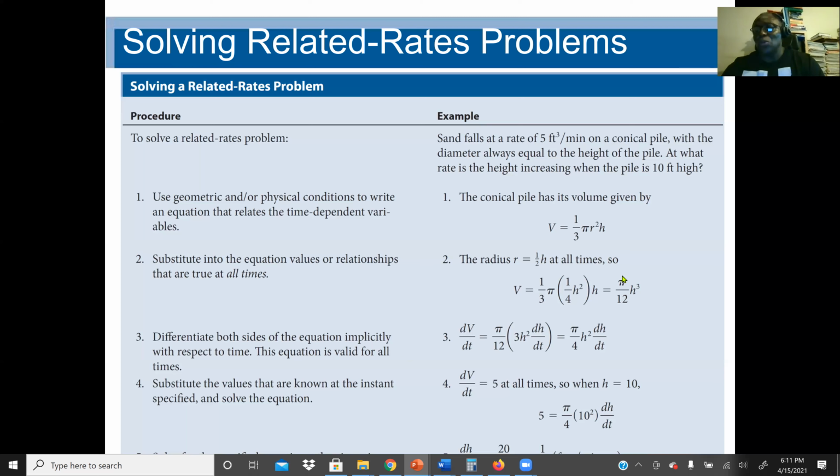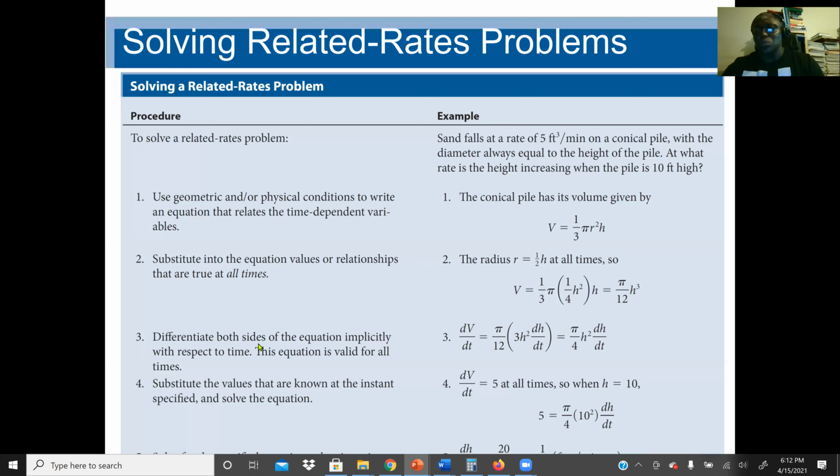So now our formula will be V = (π/12)h³. Next, this is the model we are going to use based on the condition: V equals pi divided by 12 h cubed. So we're going to do implicit differentiation now, which will be 1 times dV/dt equals π/12 times 3h² dh/dt. And that's what we have here.